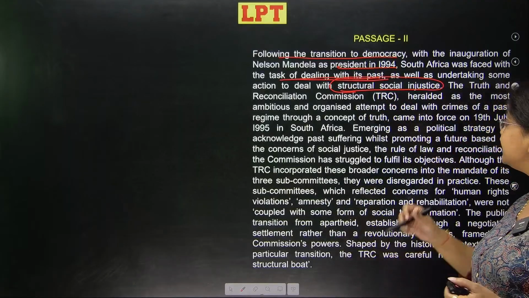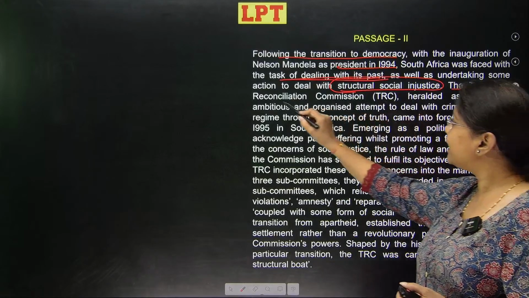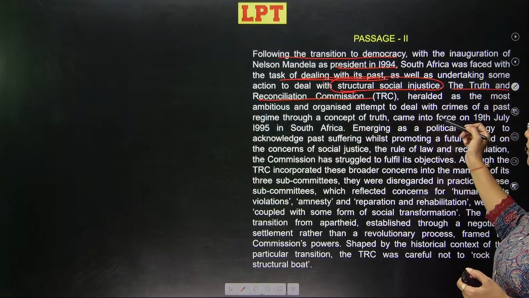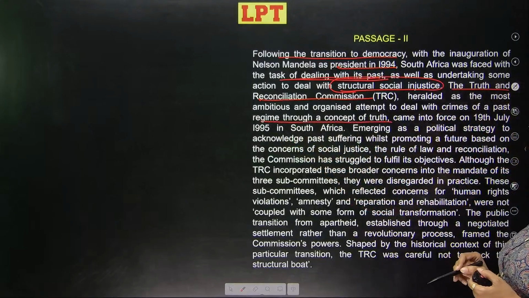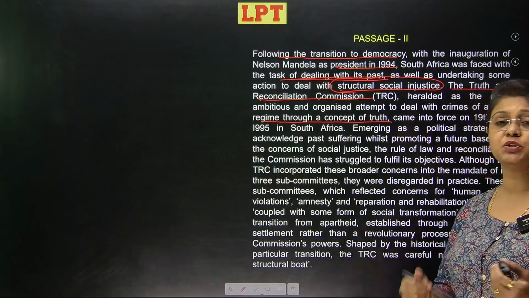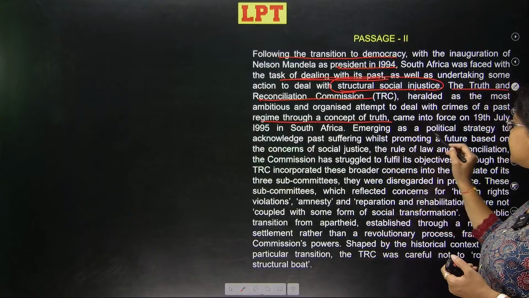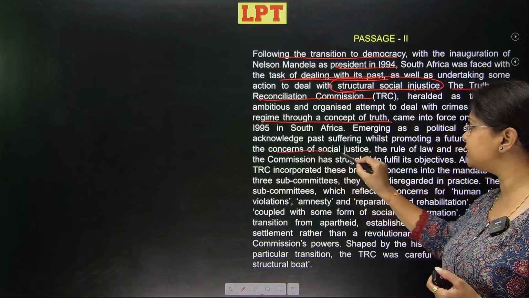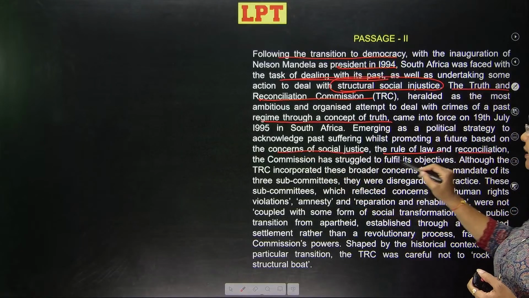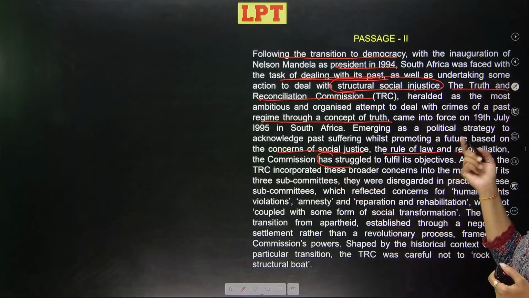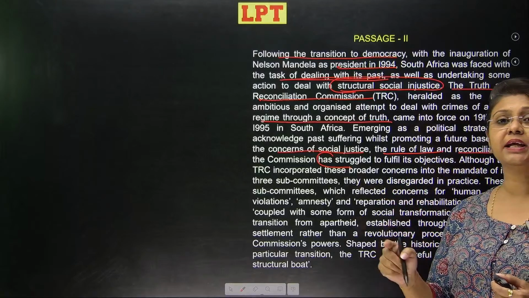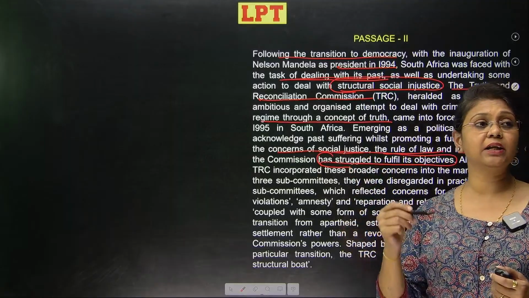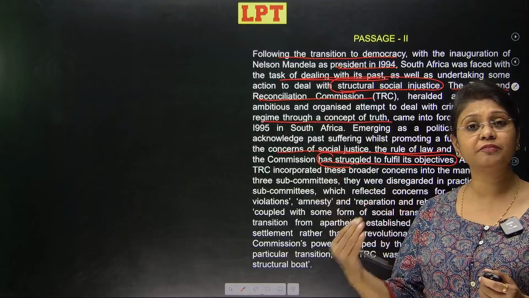Now what this actually means, it says the Truth and Reconciliation Commission, heralded as the most ambitious and organized attempt to deal with the crimes of a past regime through a concept of truth, came into force on 19 July in South Africa. So we are talking about the commission here. Now, emerging as a political strategy to acknowledge past suffering while promoting a future based on concerns of social justice, the Rule of Law and Reconciliation, the Commission has struggled. So when you talk about the TRC, that is Truth and Reconciliation Commission, it has struggled to fulfill its objectives. So it had certain objectives in mind, but it has struggled to fulfill those objectives.